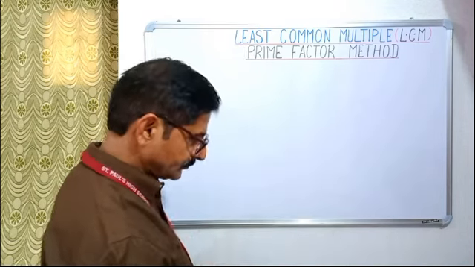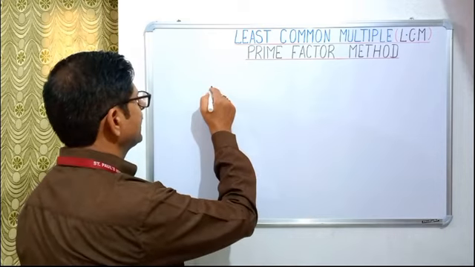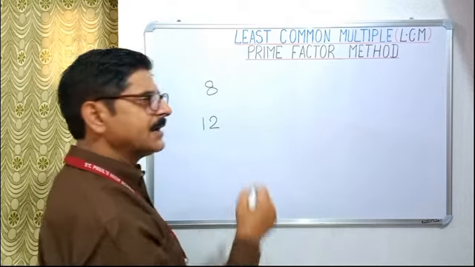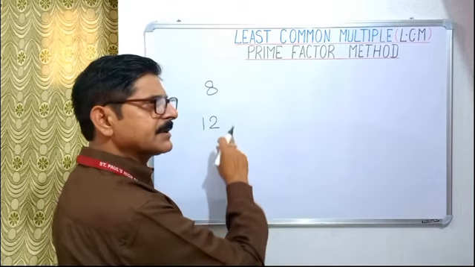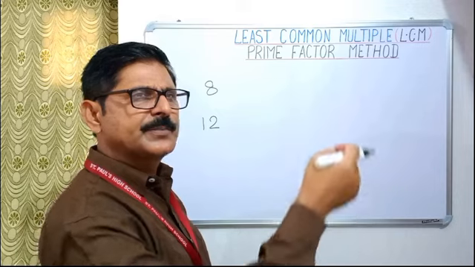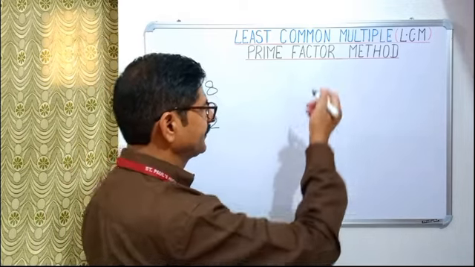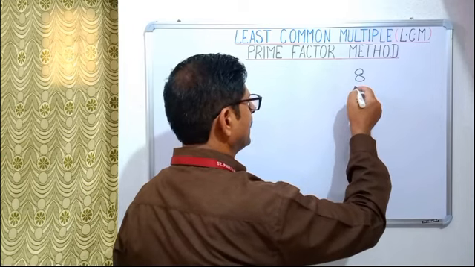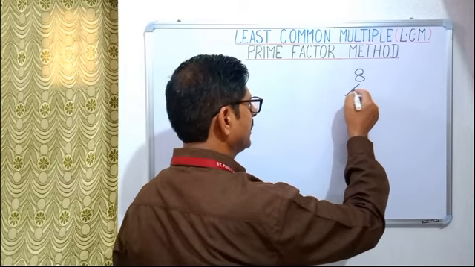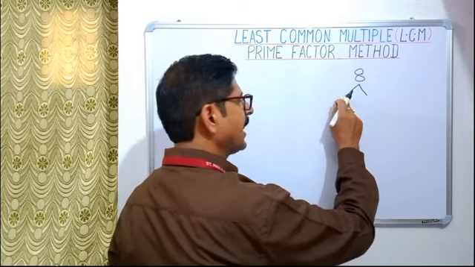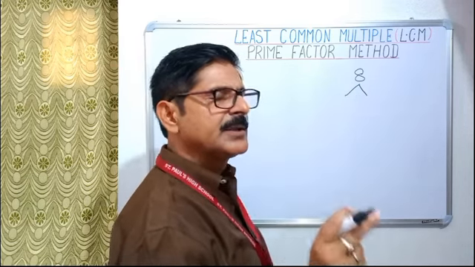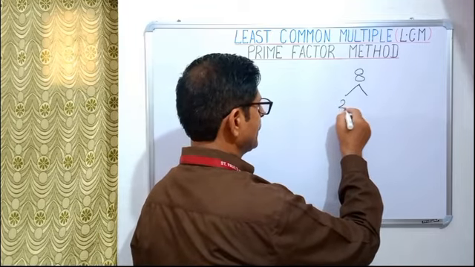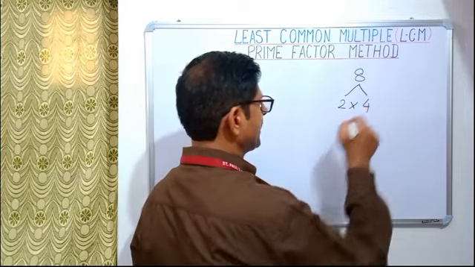Let us take two numbers, say 8 and 12, and try to write these numbers as the product of their prime factors. How do we do it? See, this one you would have done in your earlier classes. 8. Write this 8 as a product of two numbers such that one of them is prime, and it is 2 into 4. 2 is the smallest prime number.